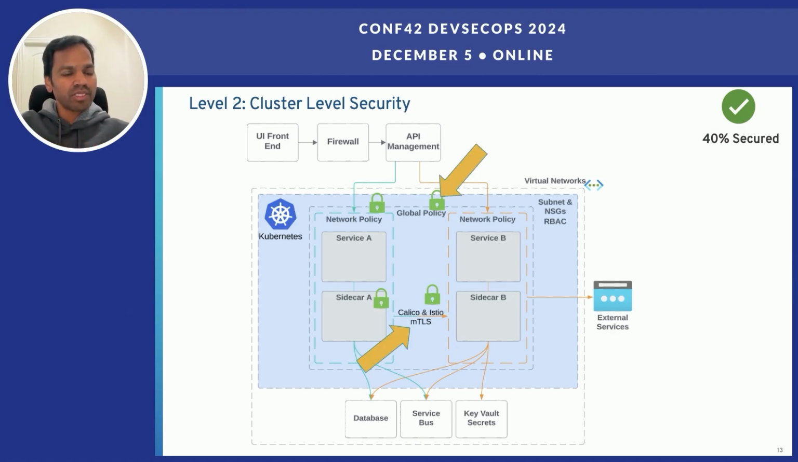The first step is to set the global policy to default deny all to block all the incoming traffic. Then add a network policy to enable the pod communication to the corresponding services. Next, Istio encrypts the communication. Here, pod communications are managed, controlled, and encrypted. Securing the cluster brings the security level to 40%, showing significant progress.